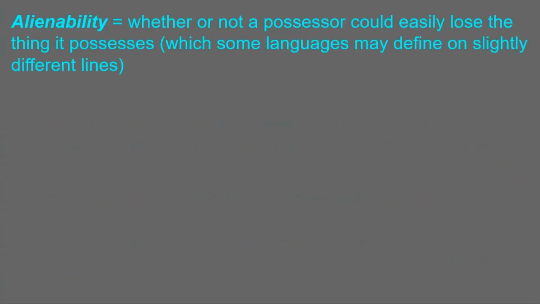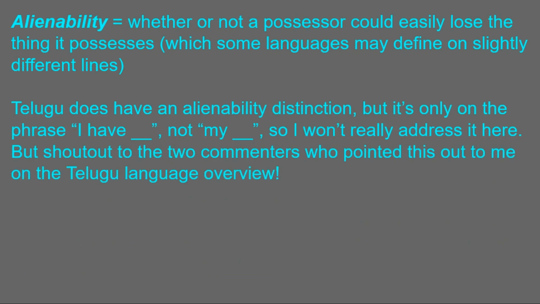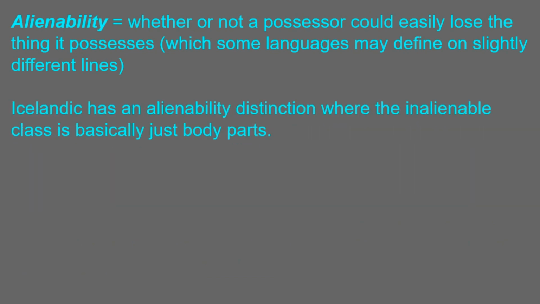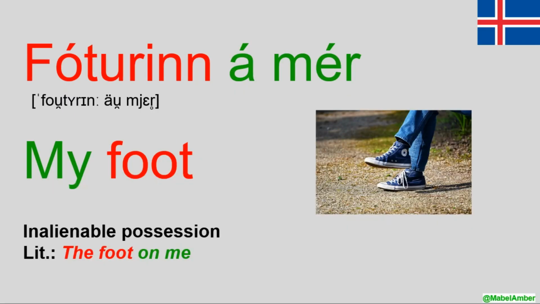Also, some languages may distinguish possession based on alienability, that being whether or not you could hypothetically lose possession of the thing. Think my pencil versus my hand. The pencil would be alienable possession, while the hand would be inalienable possession. Telugu differentiates it, but not on possessive pronouns, and Icelandic has a different possession system specifically for body parts. In Icelandic, my milk is mjölkin mín, while my foot is fóturinn á mér, literally the foot on me.